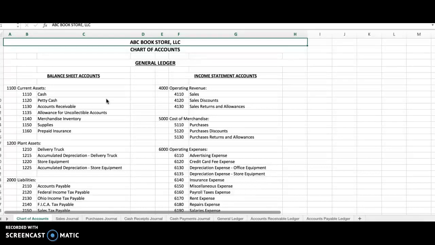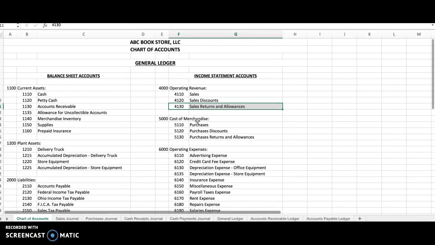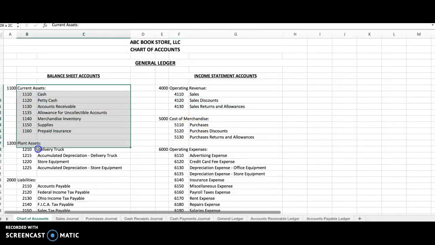I want to look at a couple of the things that are important for us. First of all, today and tomorrow we'll be talking about this particular account, 4130, Sales, Returns, and Allowances. We'll see how that works when a customer returns something to us. Also, I want to take a look at right now the assets over on the left. All these accounts on the left side of the chart of accounts are the accounts you would find on a balance sheet. As you see, all the accounts on the right side are those found on an income statement. But I want to look at the assets for just a moment.